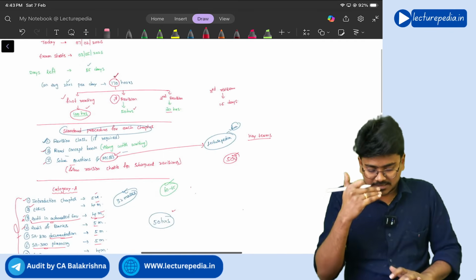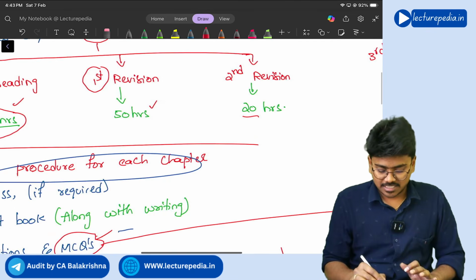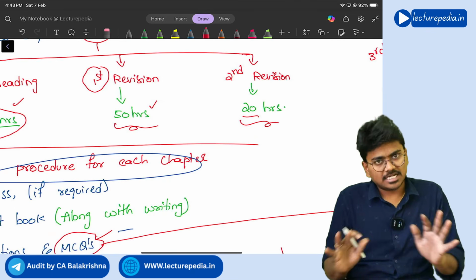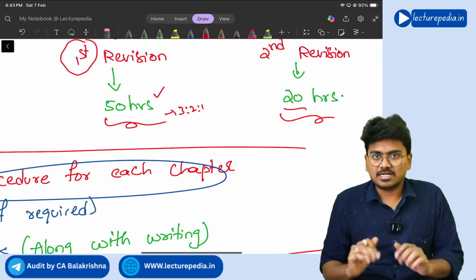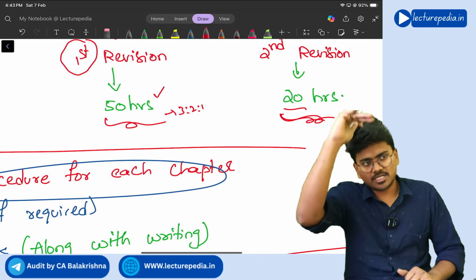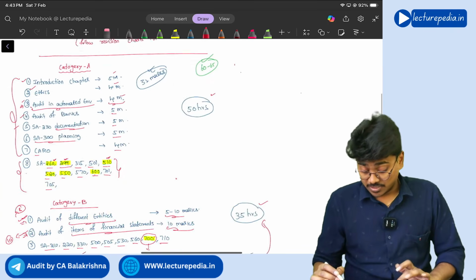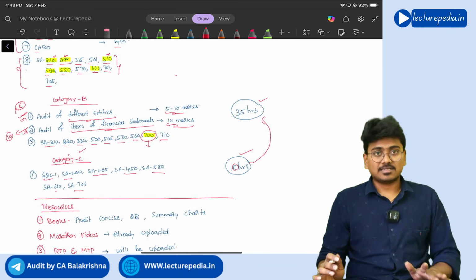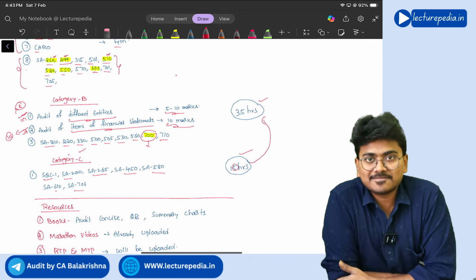And for the second-time revision and first-time revision, you have to plan accordingly. The time that is available with you, you can divide in the ratio of 3 is to 2 is to 1. And in 20 hours, for the second-time reading, you have to cover the entire syllabus. So this is how you have to allocate the time. Fine, sir.